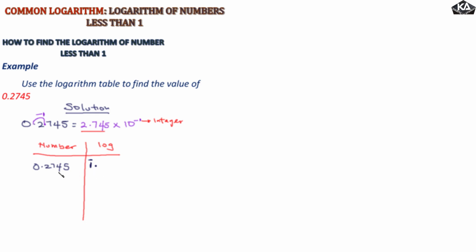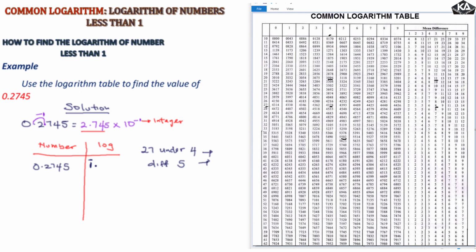Now the point will be whatsoever value you get from the logarithm of 27 under 4 with a difference of 5. Now let's check 27 under 4, difference of 5. Now we are going to be checking the logarithm table. This is 27 under 4. This is 4. We have 4378. 4378 with a difference of 5. Go straight. The difference of 5 is what? It is 8.